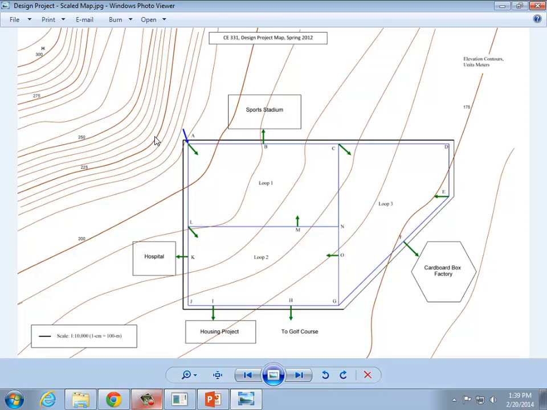HA is a hectare, and that is 100 meters by 100 meters. So it's 10,000 square meters in a hectare. Good question.